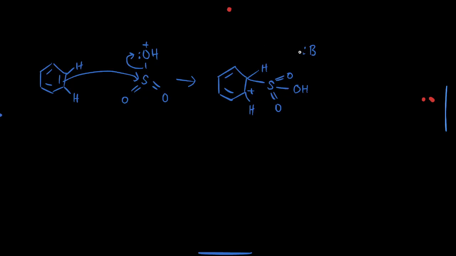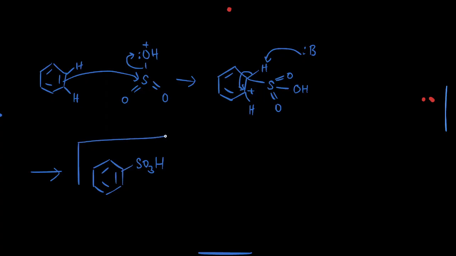What we'll see is this base is going to go and attack this hydrogen, causing these electrons to collapse. And what we can see then forming is we have now reformed our benzene with its 3 double bonds, and we have an SO3H group in place. And now we've lost the plus on this carbon as we have reformed the double bond. And this is our benzene sulfonic acid. So that's it for this reaction.